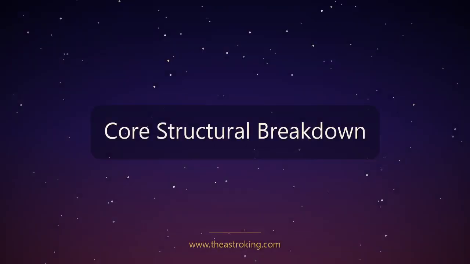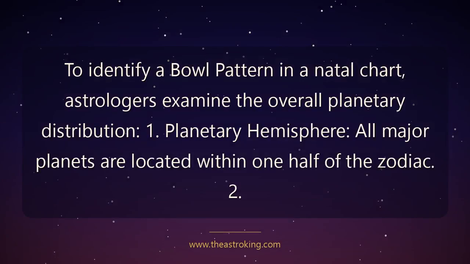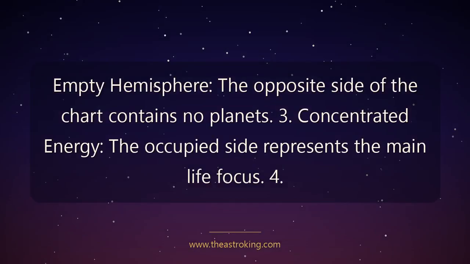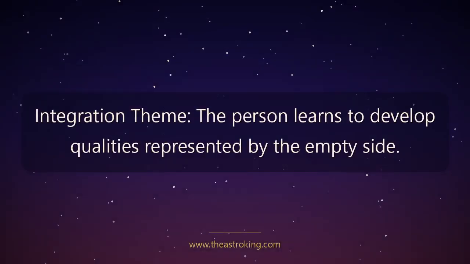Core structural breakdown. To identify a bowl pattern in a natal chart, astrologers examine the overall planetary distribution. 1. Planetary hemisphere. All major planets are located within one half of the zodiac. 2. Empty hemisphere. The opposite side of the chart contains no planets. 3. Concentrated energy. The occupied side represents the main life focus. 4. Integration theme. The person learns to develop qualities represented by the empty side.